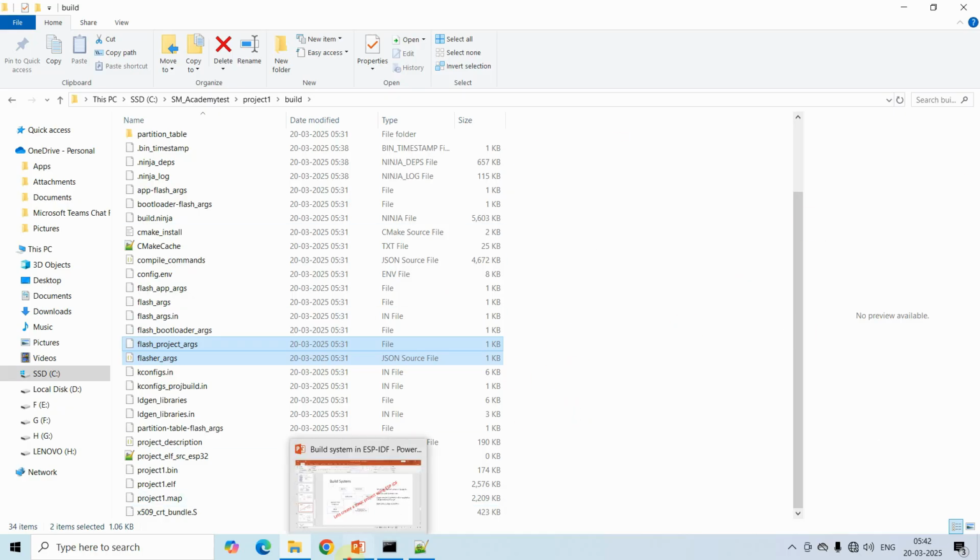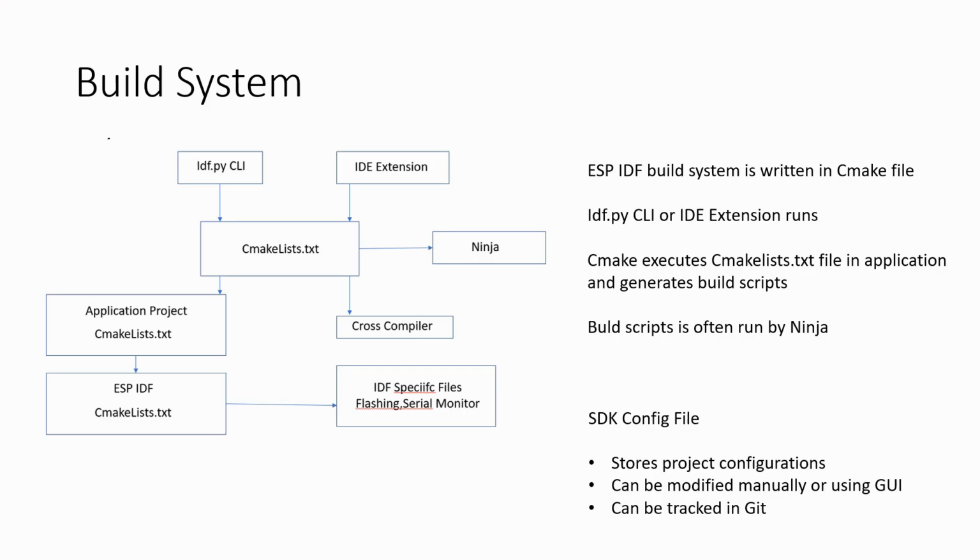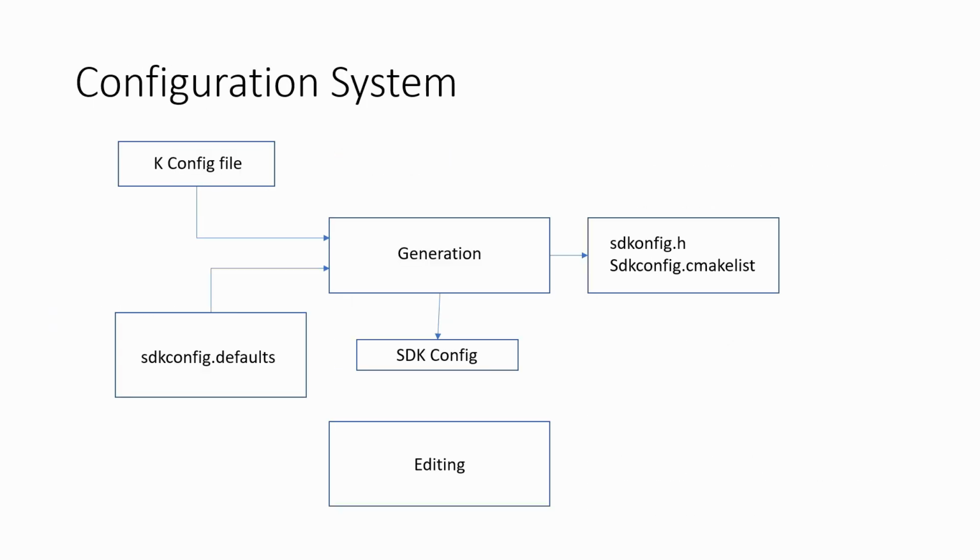Let's move to the presentation part. In addition to the build directory, there is the sdkconfig file, which stores the compile time project configurations, and it can be modified manually or using any GUI, and it can also be tracked in Git. Before extending our project or adding new components to the basic project that is created, we will talk about the configuration system in ESP-IDF.